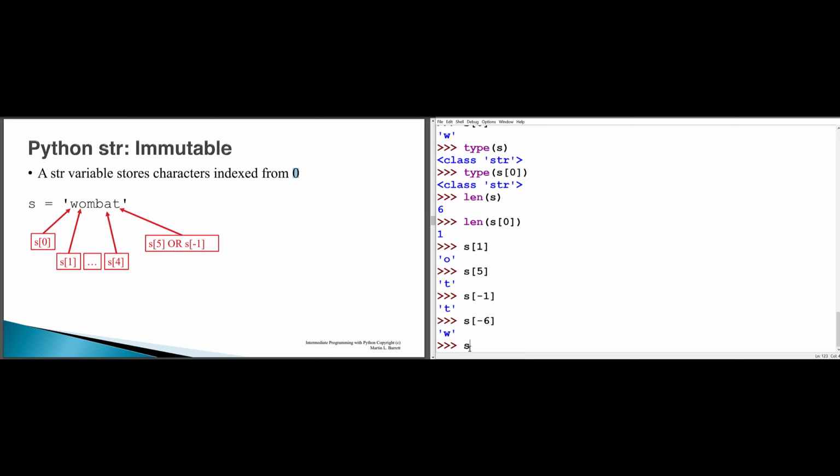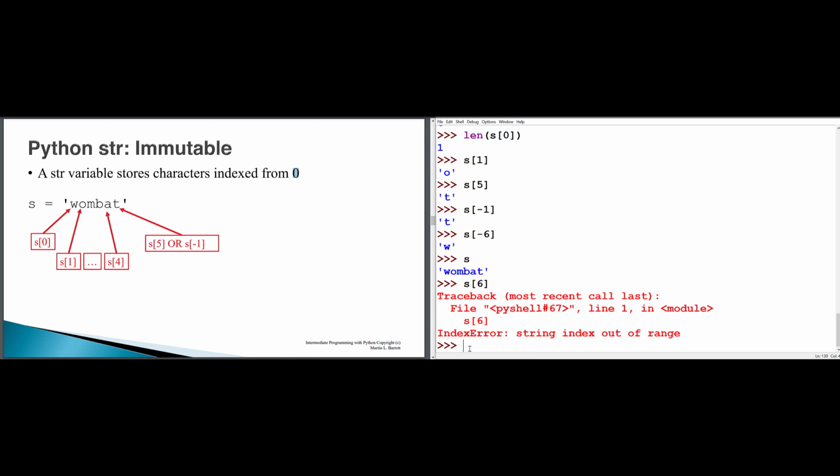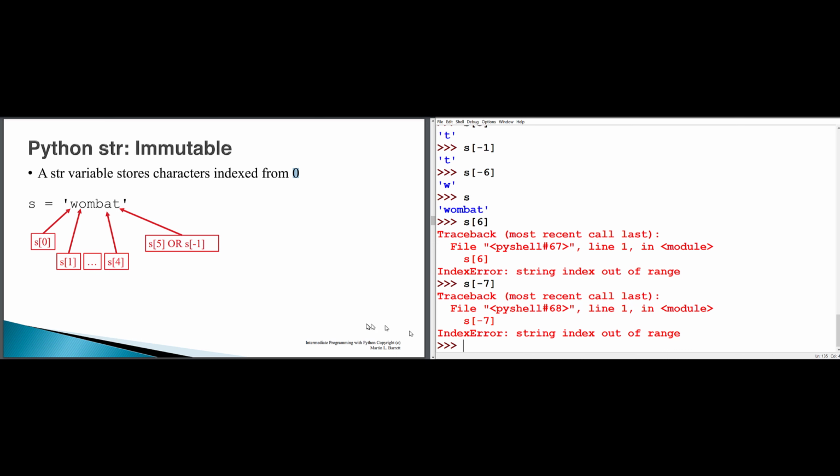Maybe we should remind ourselves what S contains. All right, so S is wombat. You're not allowed to go outside. So if I say S sub 6, forgetting the indexes for a 6-character string are from 0 to 5, I will get yelled at. Likewise, if I say S sub minus 7, I get yelled at.